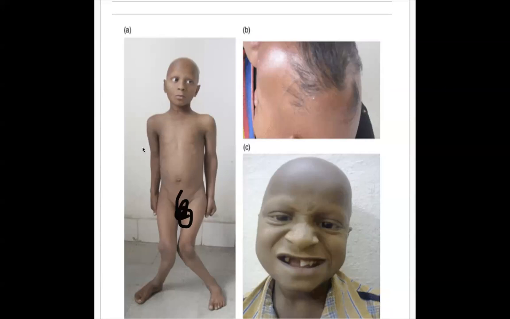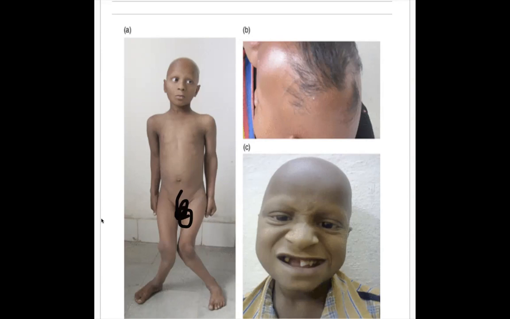Then the chest. I will inspect for any rickety rosary, any Harrison sulcus, any pectus excavatum or carinatum. You can see in the picture, there is rickety rosary and slight excavatum here. What else do you want to check?